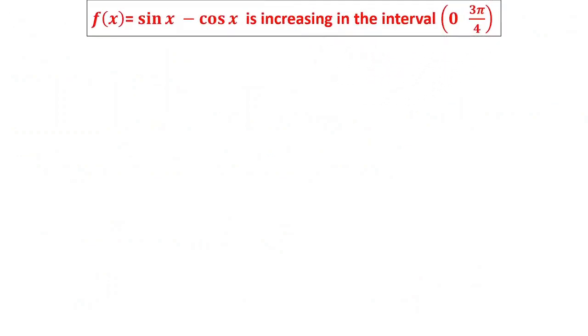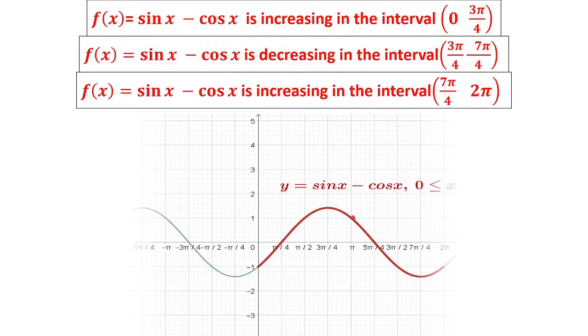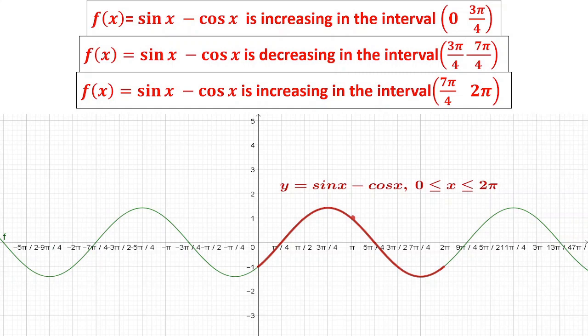Can we see it in a graph? Interesting. This is the graph of sin x minus cos x. You are seeing that from 0 to 3 pi by 4 it is going up. From 3 pi by 4 up to 7 pi by 4 it is coming down. From 7 pi by 4 to 2 pi it is going up.